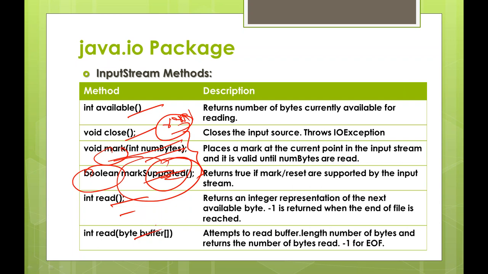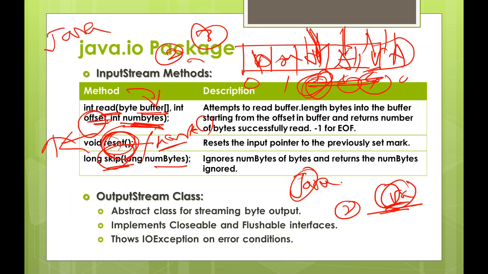Reading, we have three variants. Read gives you individual bytes, and you can put them in a particular buffer, or you can specify the offset and read into the byte array from that offset. Then skip and reset. So we have understood that, and let's move on to output stream.